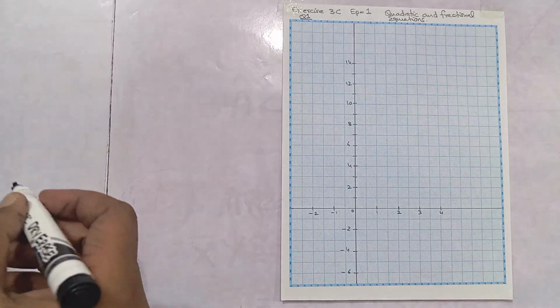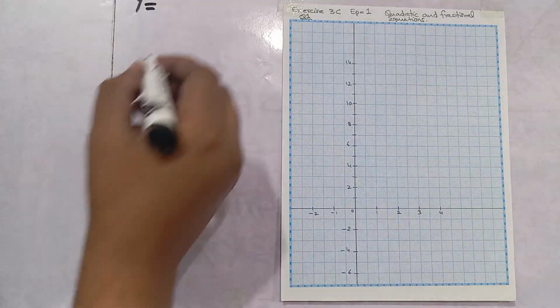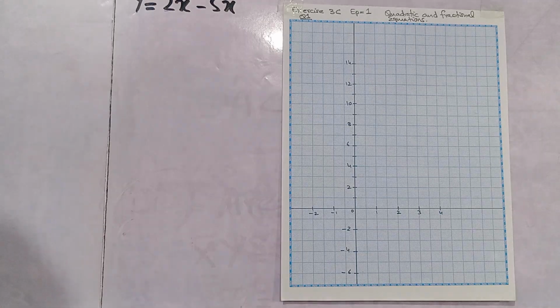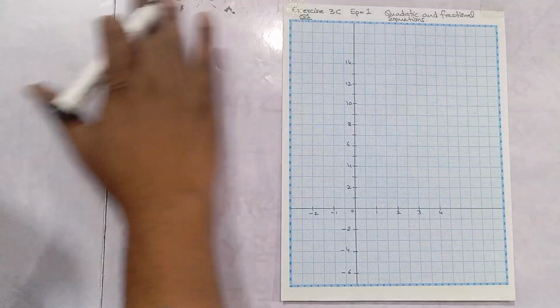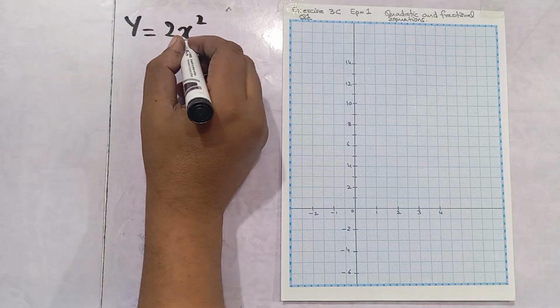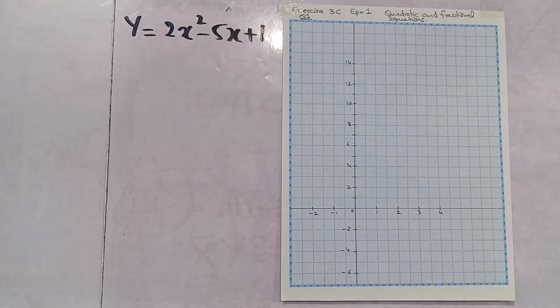First of all, the equation is given to me. The equation is y equals 2x squared minus 5x plus 1. So this is the equation which they have given to me. Okay, I think this is now visible. Now they have given me a table.